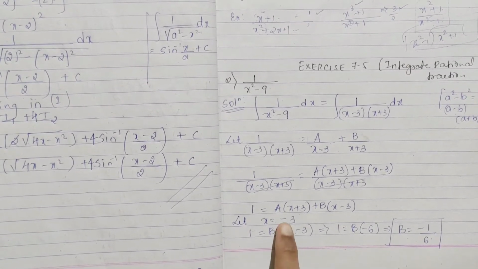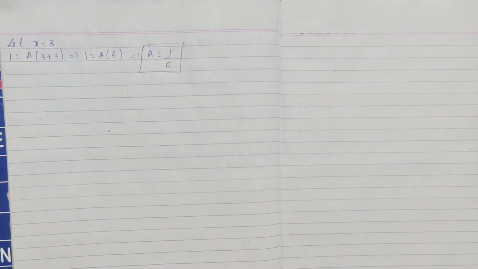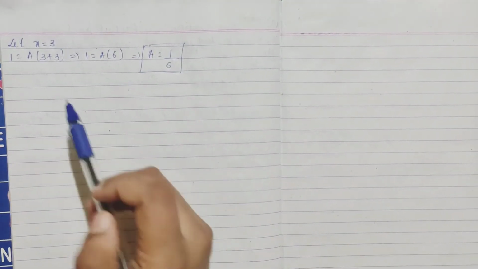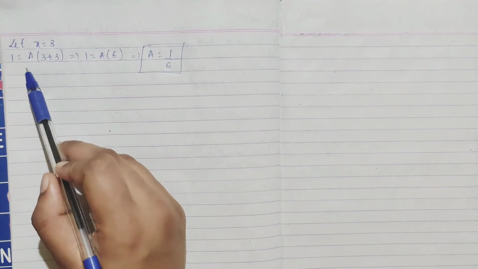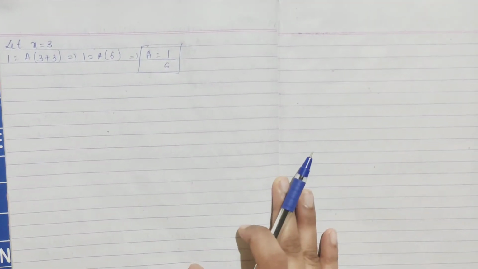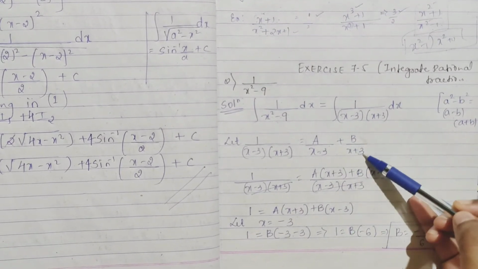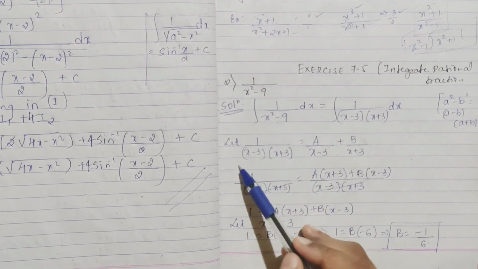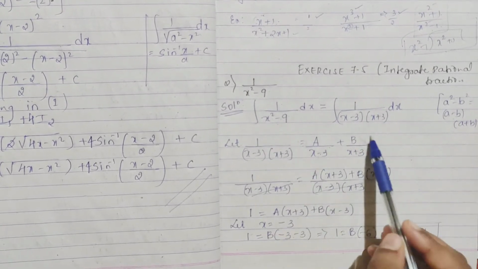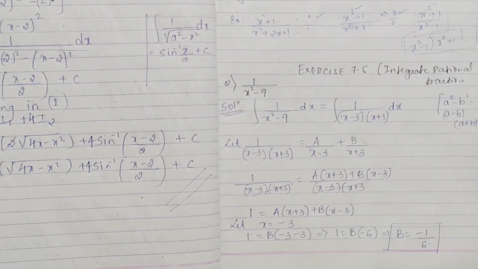In the same pattern, the A value we will find. So same, let x is equal to 3. So your B part becomes 0 and you will be having only the A part. 1 is equal to A into 3 plus 3. So 1 is equal to A of 6, A you will get 1 by 6. So you have got your A value, you have got your B value. Go back to where you have taken it. So substitute your A value, A by x minus 3, B by x plus 3. So your 1 by x minus 3, x plus 3 will be replaced by this part. That is here you will substitute it and you will integrate it.